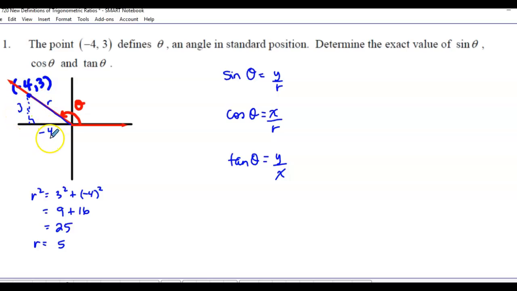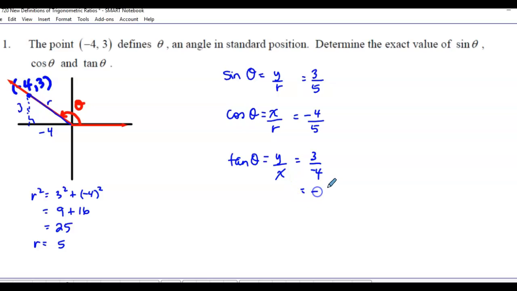X and y are really locations. Okay, the distance from there to there is 4, but the location is -4 there. So now we can fill in. Our y value is 3 and r is 5. Our x value is -4, our r is 5. And y is 3 and x is -4.